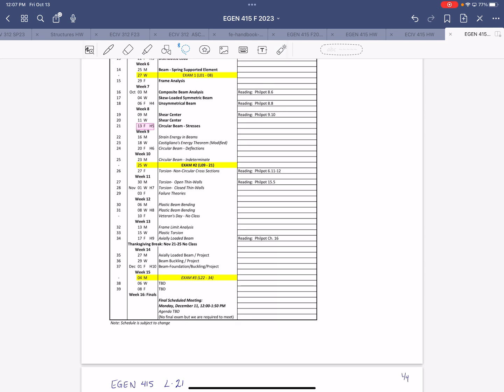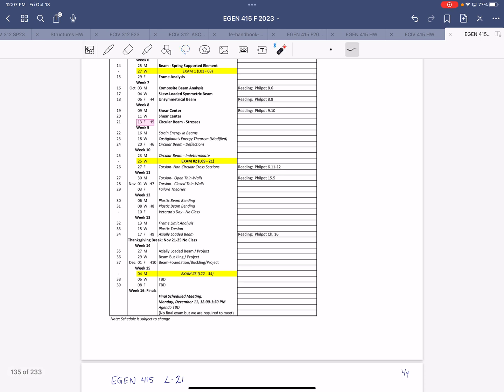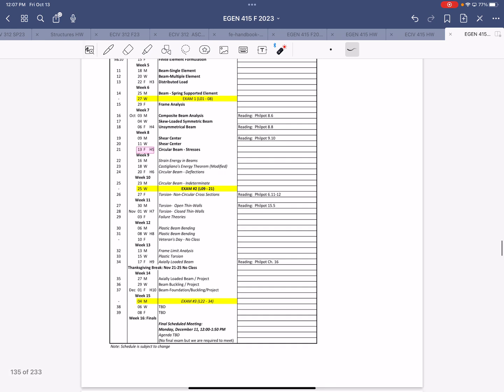So after today, right, next week, we'll talk about strain energy in beams and Castigliano's energy theorem. So that will be just general stuff, not necessarily specific to circular beams. But then we will apply the Castigliano's energy theorem specifically to circular beams. We'll look at determinate and indeterminate conditions there. And then after that, we'll have exam 2, which will cover everything through today's lecture.